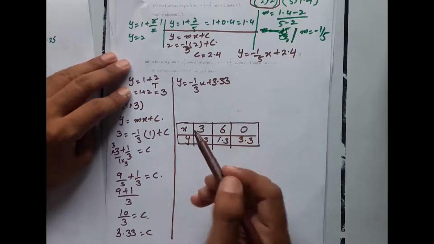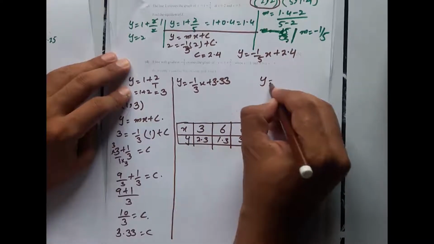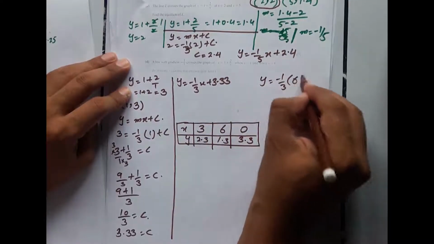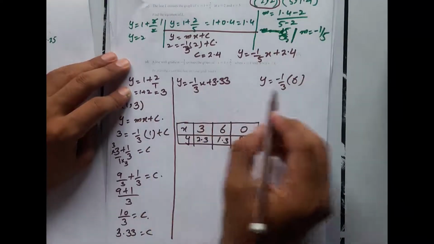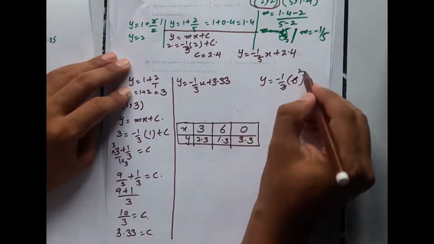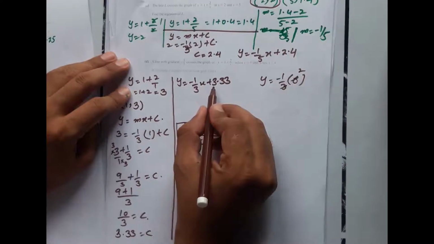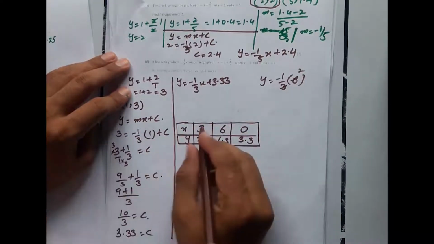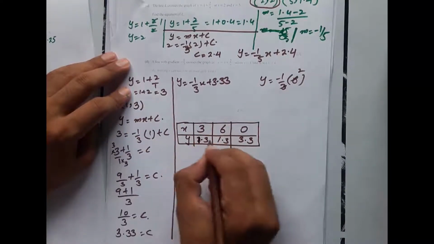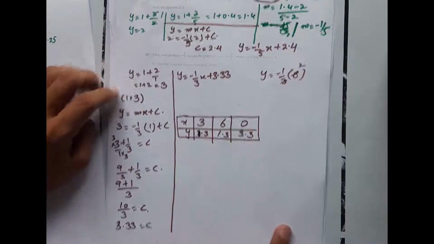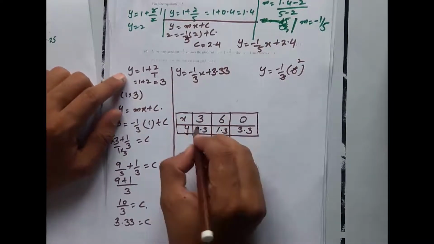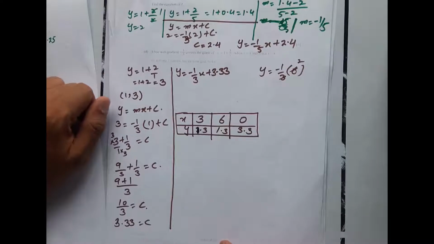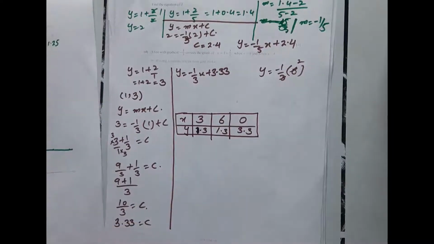Now when we put x equal to 6, minus 1 over 3 times 6, I am just checking the values that I have done. So minus 2 plus 3.3, this will become 1.33. Excuse me for that error. Okay, now we have to draw this on our graph paper.